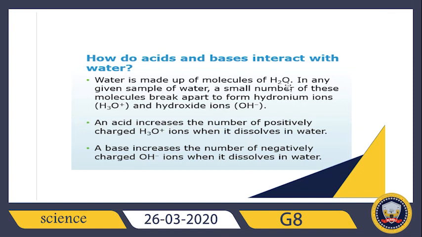Once you add lemon juice to a cup of water, what will happen? An acid increases the number of positively charged hydronium ions when it dissolves in water. So after you add a certain type of acid into a cup of water, a reaction will take place, and this reaction will result in the production of hydronium ions. All acids will increase the concentration of the positively charged hydronium ions.